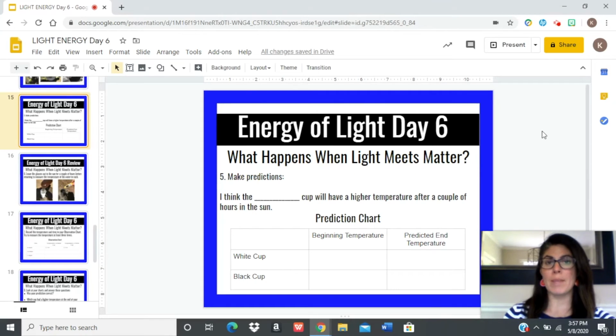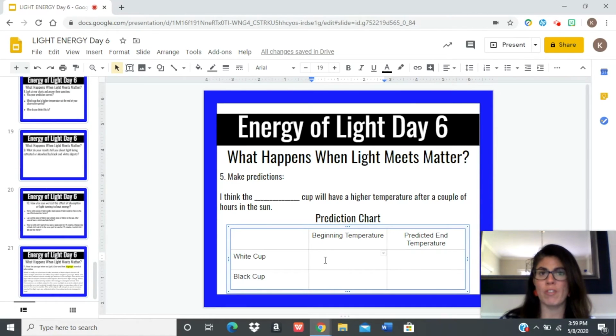We're going to begin by making predictions. Do you think the white or the black cup will have a higher temperature after a couple of hours in the sun? You're going to type your choice into your Google Slides. The next step is to fill out the prediction chart. After taking the beginning temperature of your white cup and black cup, you need to guess what the end temperature might be.